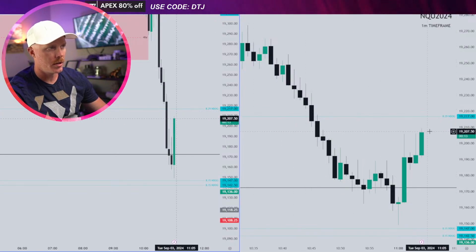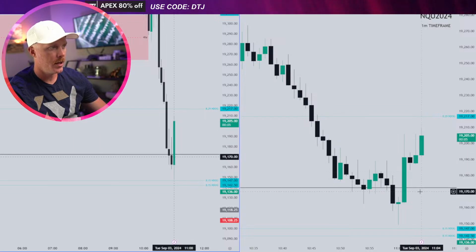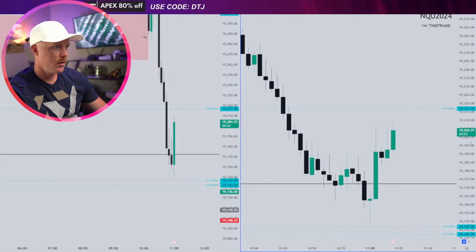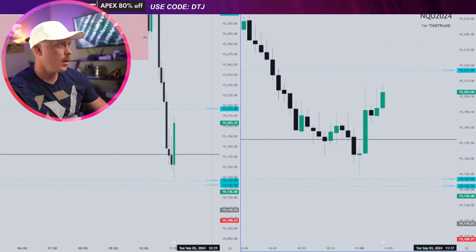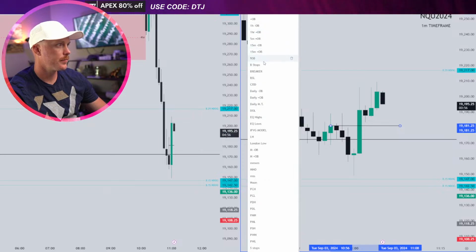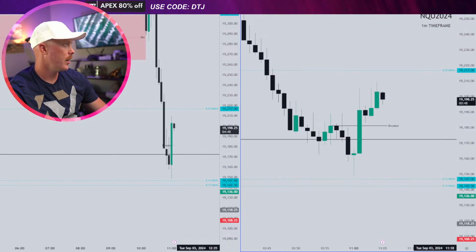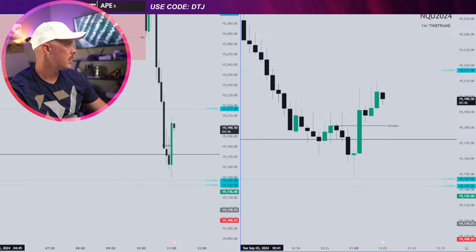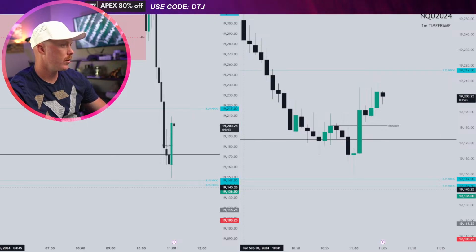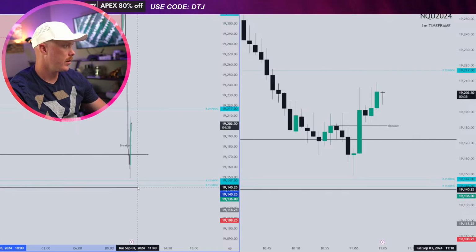I'm not taking a long here because we could come all the way back down here, which is 30 handles. So now we're just looking for an opportunity for structure to give us an entry. I like this high for a breaker. I'm being careful though because we still have these new day opening gaps down here, as well as this swing low right here.